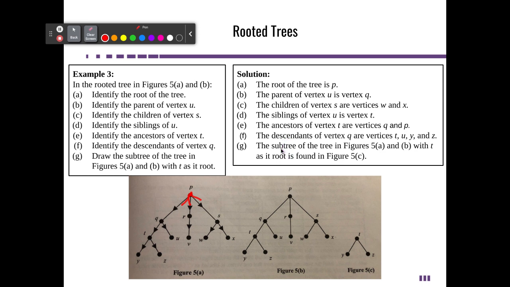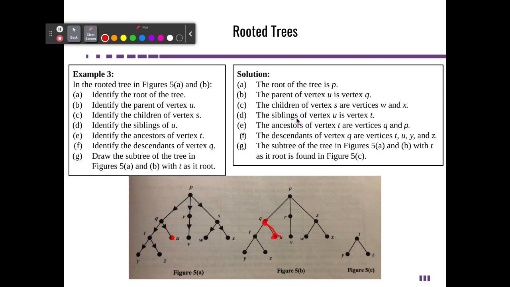The second is going to be the parent of vertex U. So we go to vertex U, that's it right there. The parent of vertex U is going to be Q, because that's the only way that you can get to U. So Q gave us U.